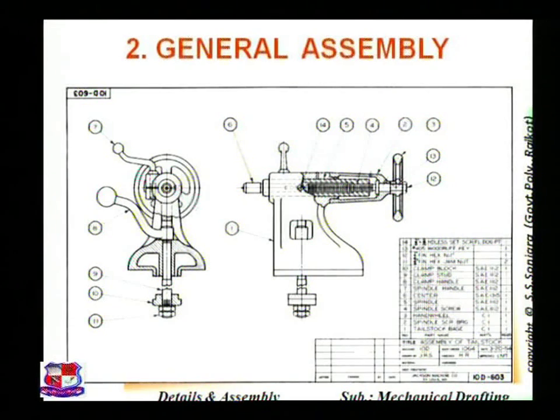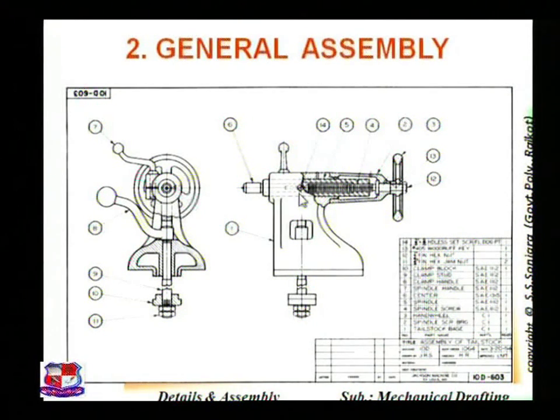This is another drawing of general assembly. This is the number of the component 1, 2, 3, 4 and the names of the components. So number 1 is tailstock back. So this is tailstock back. Number 2 is spindle. This is number 2, that is spindle, and so on. So there are 14 components.